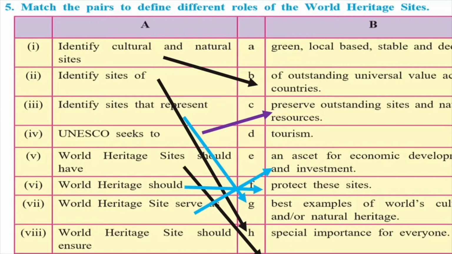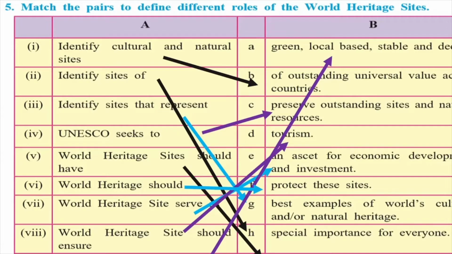Then the 8th one, World Heritage Site should ensure what? That there are a lot of tourists going there, so that there can be economic development, there can be investment, there can be employment for the people who live there. Okay, it should at large develop what? Green, local based, stable and decent, you can say, things or resources.